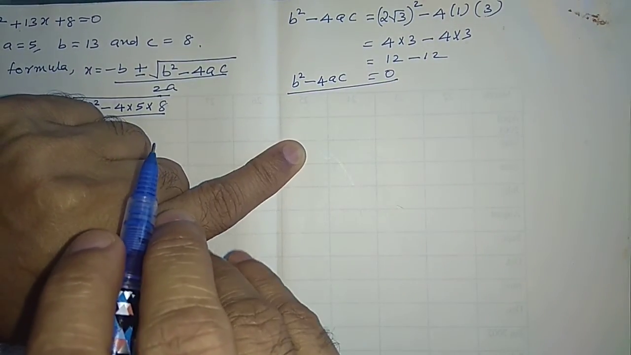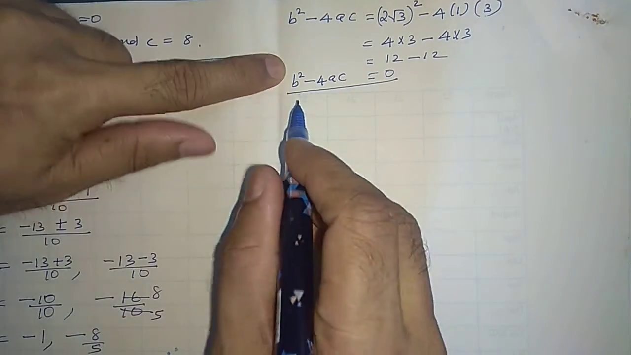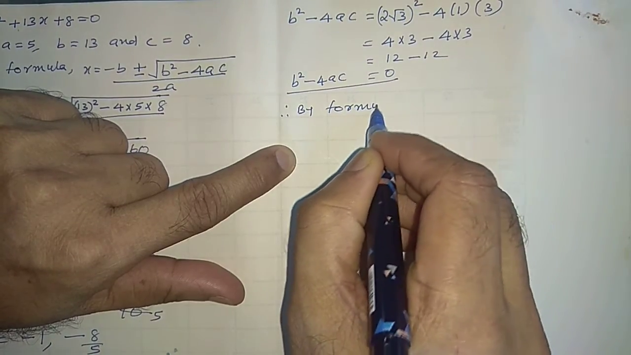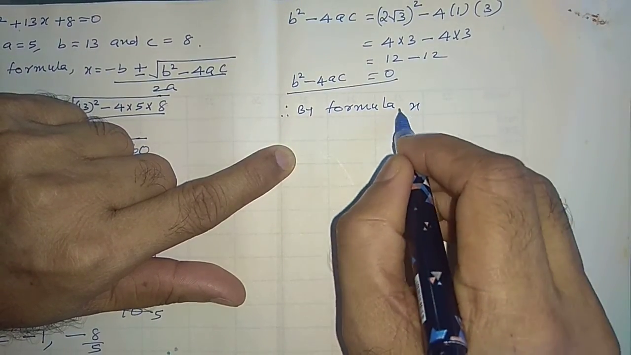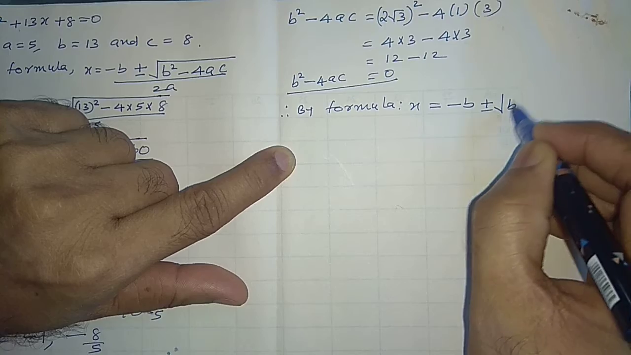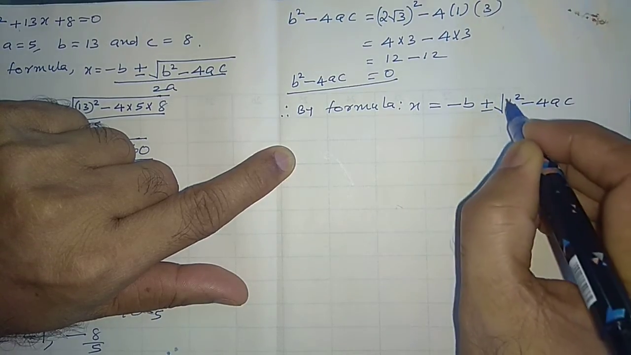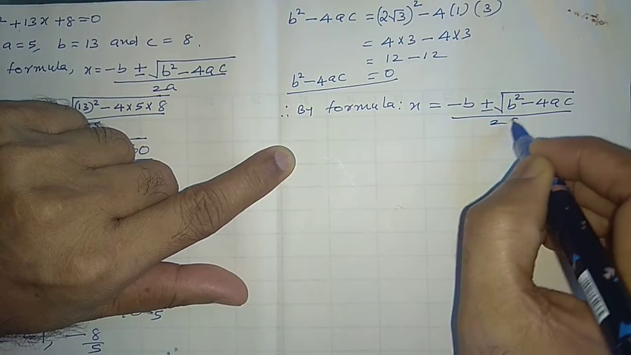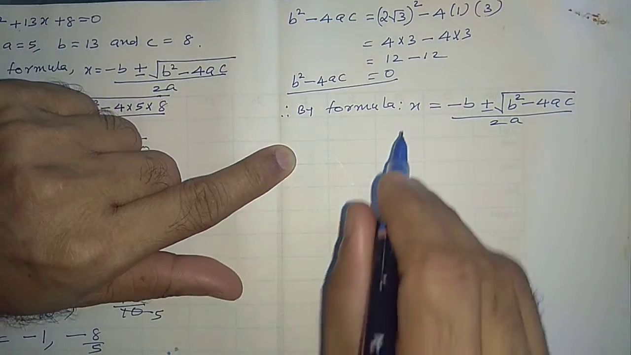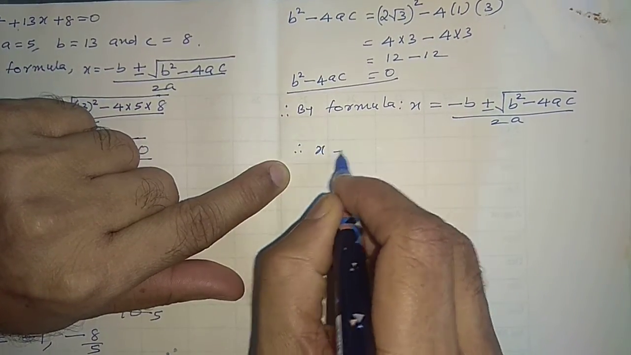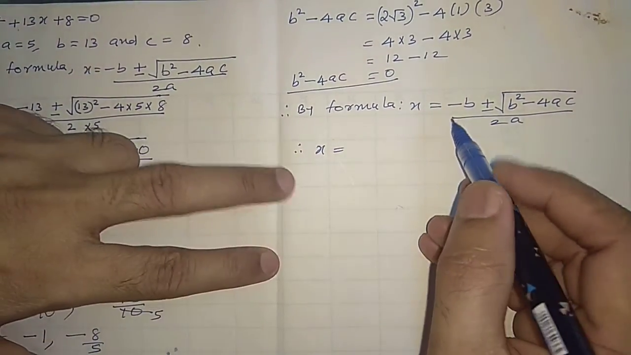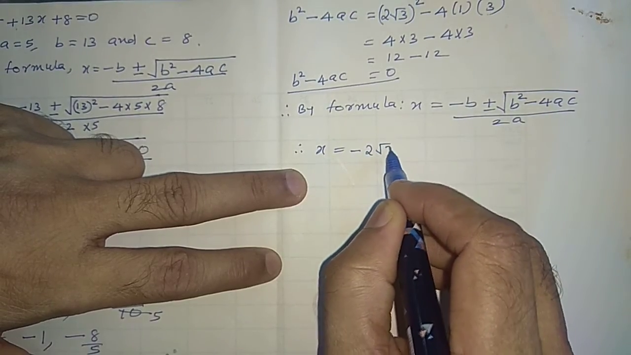Then the question says, write the formula. Therefore, by the formula method, what is the formula? X is equal to minus b plus or minus root of b square minus 4ac upon 2a. The formula is written. Now we have to substitute the values and get the value of x. Therefore, x is equal to minus b. B is 2 root 3, so minus b is minus 2 root 3.